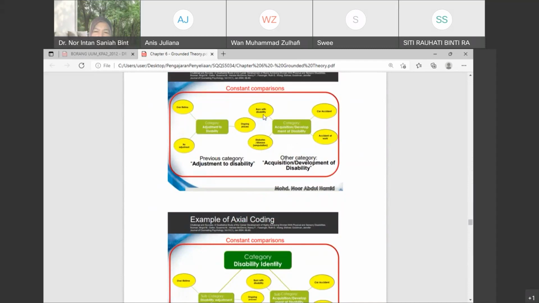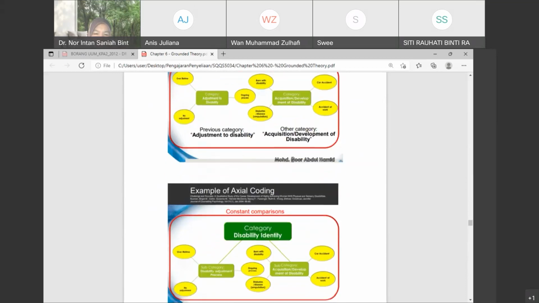Ada lagi responden lain pula, dia cerita pasal ada story kan. Yang ni from other category about development of disability ni. So kita enhance as a development of disability. Daripada adjustment tu kita tiba-tiba kita nampak dia boleh lagi. Okay, daripada adjustment ni, disability adjustment ni, okay, mula asalnya dia macam ni kan, disability adjustment.